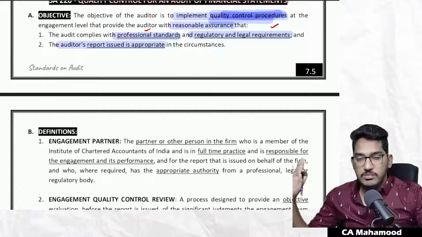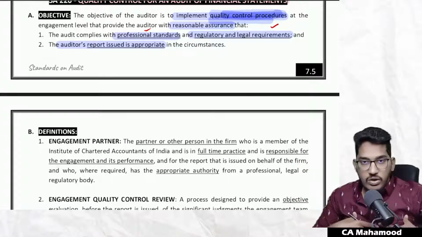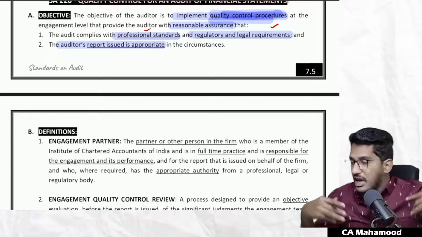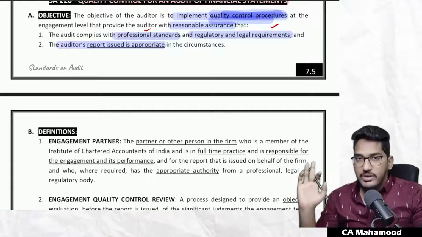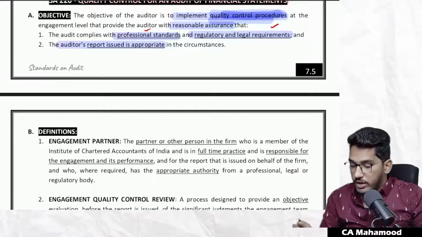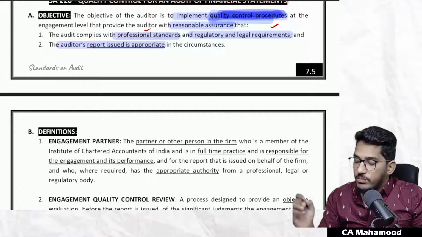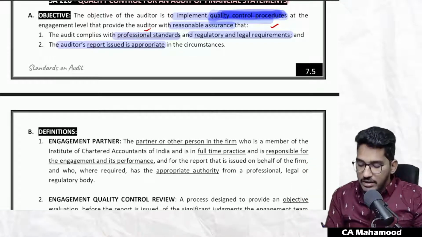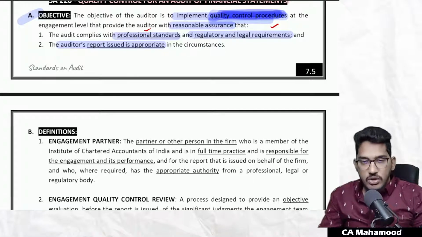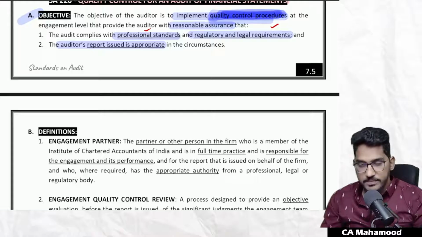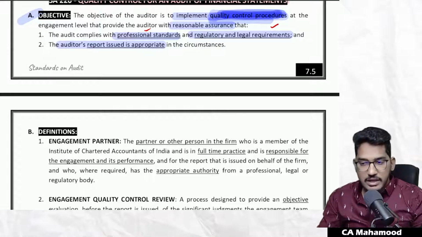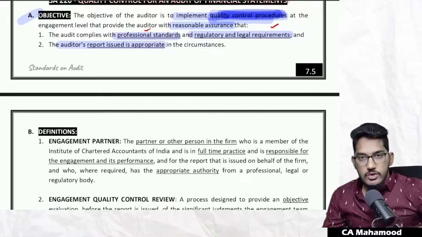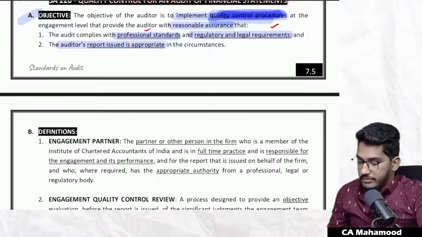Okay, I have done the audit as per professional standards. I am confident I have done the audit as per laws and regulations. My report is appropriate. I need not worry. So that confidence, if you want, you have to implement the quality control procedures given under this respective standard. So ultimately, the objective of the auditor is to ensure quality in the audit assignments. Able to understand everybody? Clear and comfortable? So we have understood the objective of SA 220.